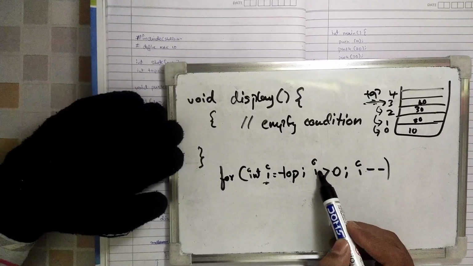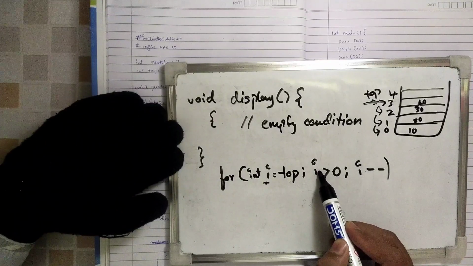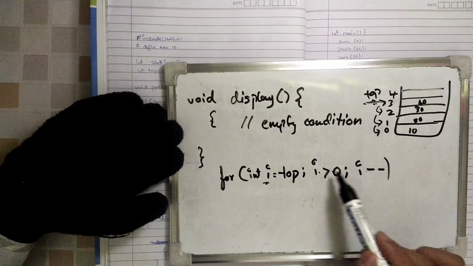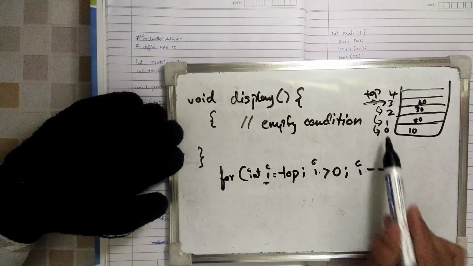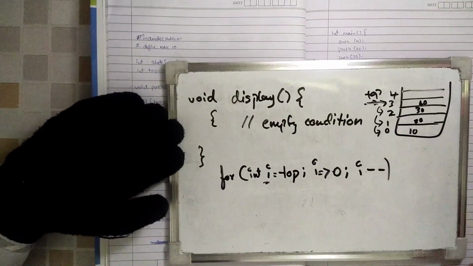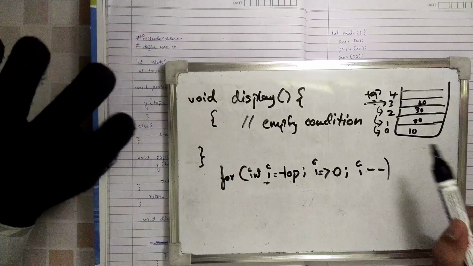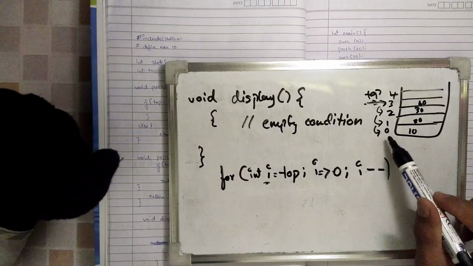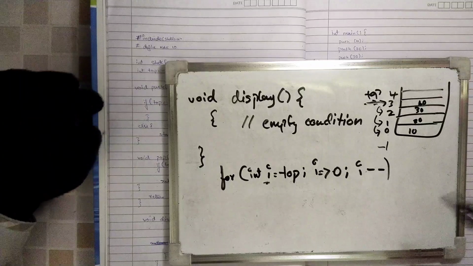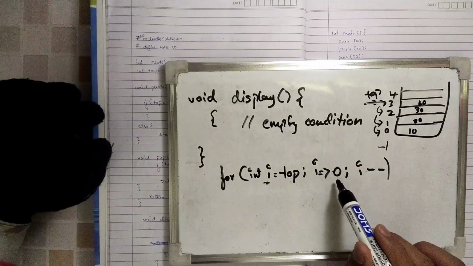Yeah, I think we should put greater than or equal to 0, i minus minus. It is greater than 0 here, now it comes to here. The equal symbol also should come, because if it is equal also we have to display, right? So after it equals 0 also, now it will go to minus 1. Here it will see the condition is not true, and it will come out.